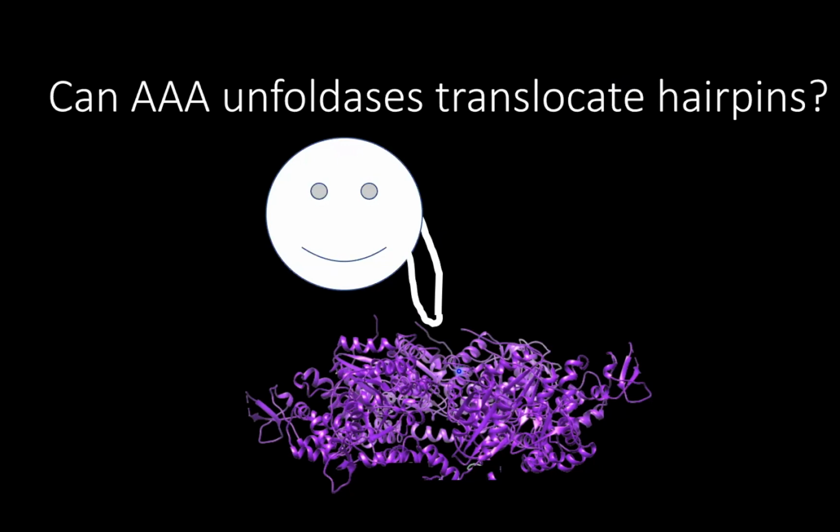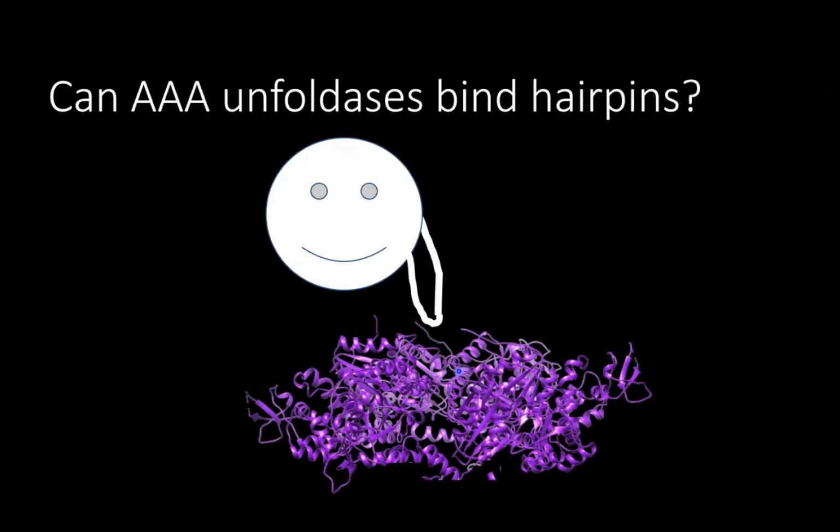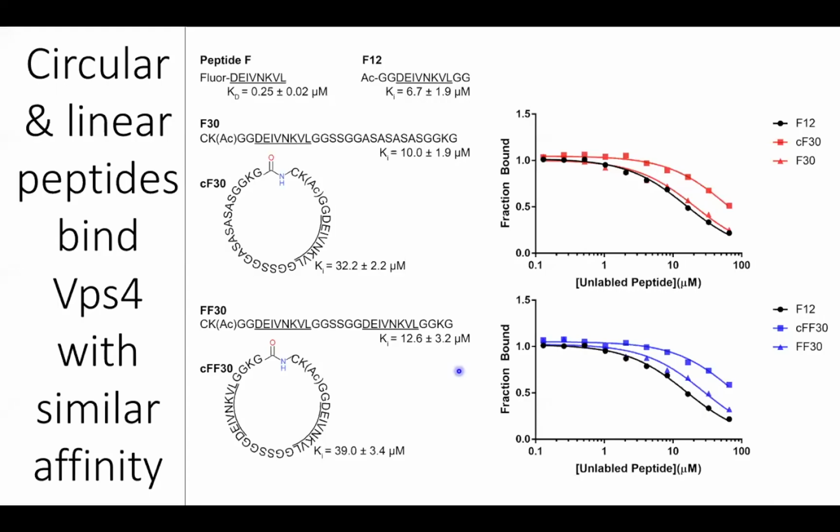So we wanted to explore this idea, and we wanted to ask a conceptually easier question, which is, can AAA unfoldases bind hairpin structures? To explore this possibility, we collaborated with Michael Kay and his student James Fulcher, who are very good peptide chemists, and they were able to make two versions of equivalent peptides, 30 amino acid peptides. They were either linear or had their ends joined in a peptide bond, were circular.